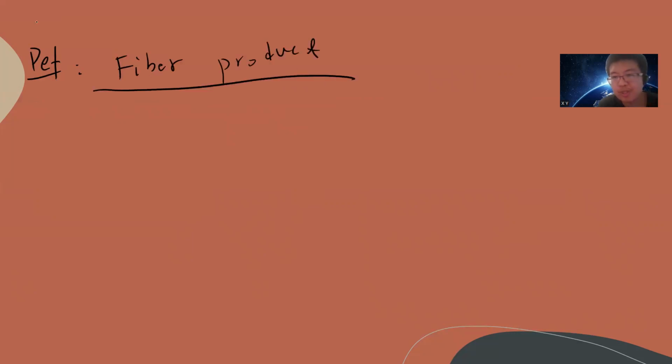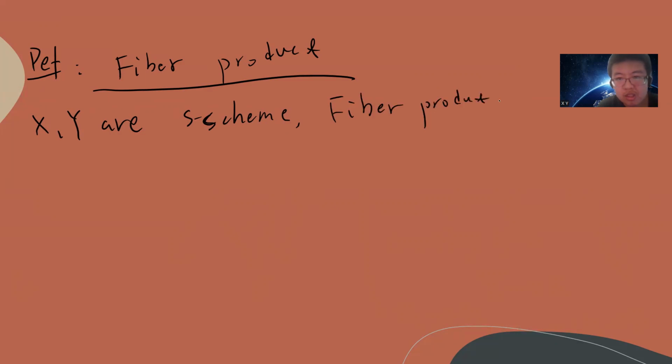Okay, so the final thing I want to define is the fiber product. Okay, this is very, very hard, very amazing, but maybe in the future we can say more about this. Okay, so if you have two S-skins X, Y, then I define the fiber product of X. So the notation is this: X fiber product with Y over S.